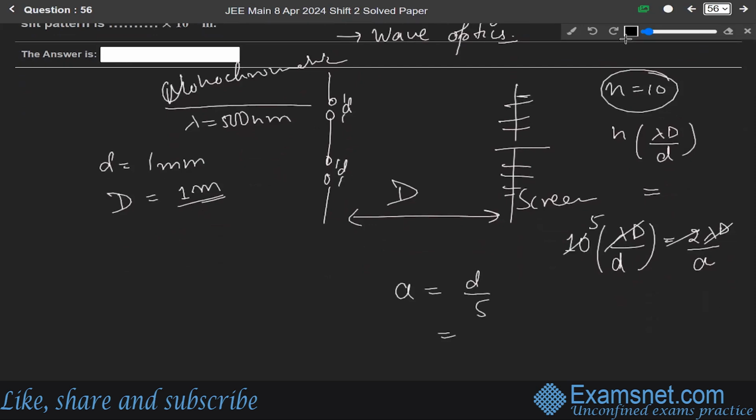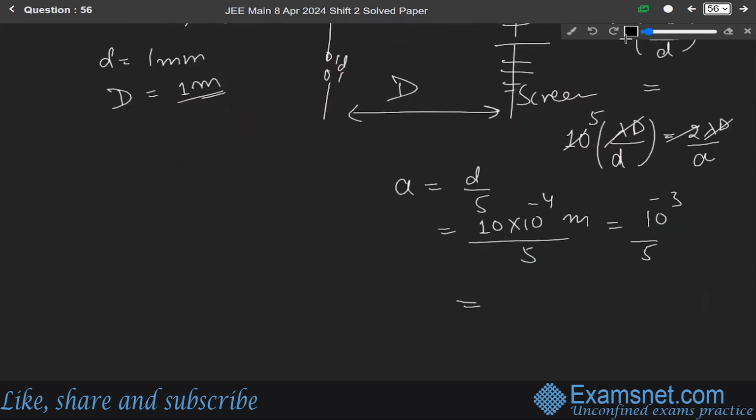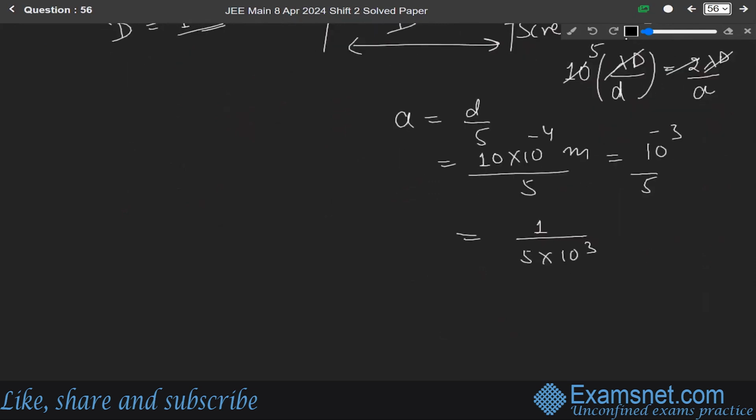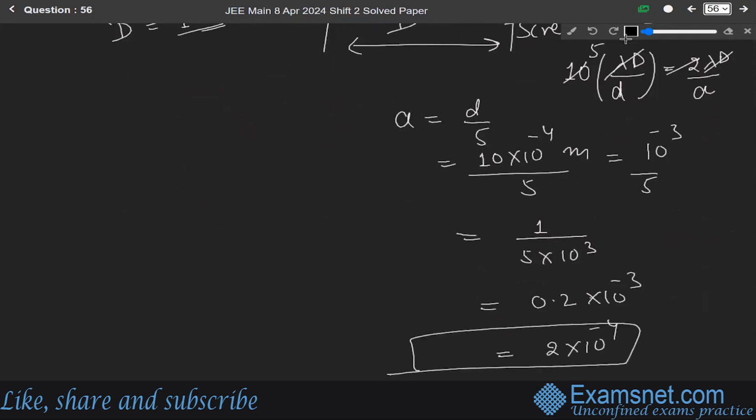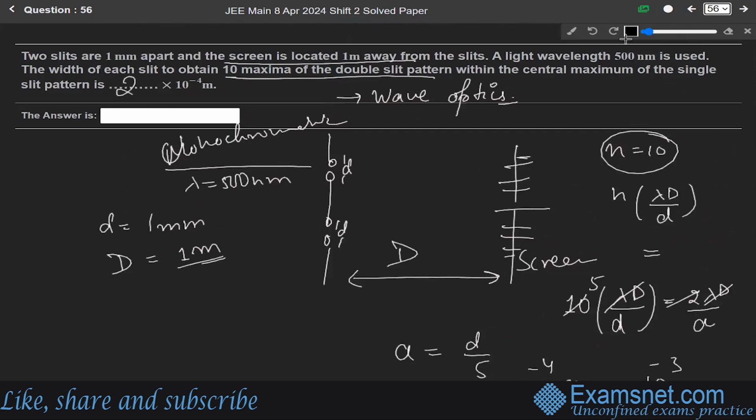1 millimeter, so it will be 10 into 10 to the power minus 4 meter over 5, so it will become 10 to the power minus 3 over 5. It means it is equal to 1 over 5 into 10 to the power minus 3. 1 over 5 means 0.2 into 10 to the power minus 3. So it will be equal to 2 into 10 to the power minus 4. So the width of this slit is 2 into 10 to the power minus 4 meter. Okay, so here 2 into 10 to the power minus 4 is the correct answer.